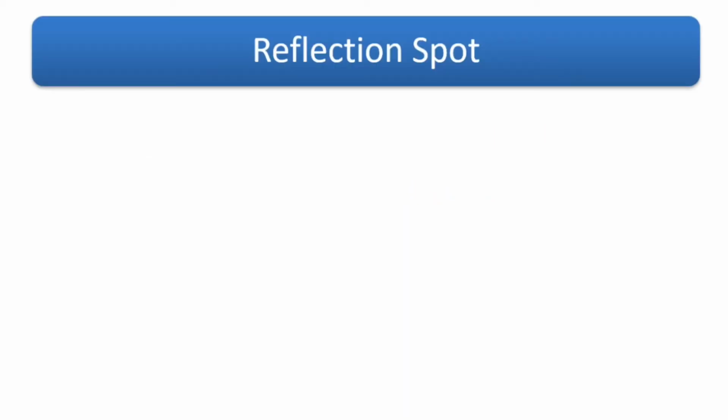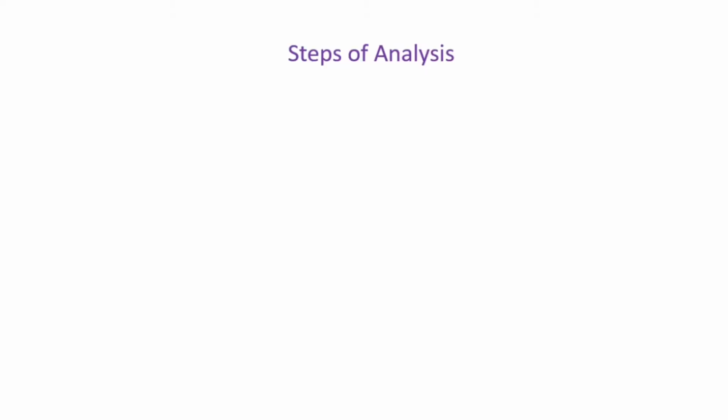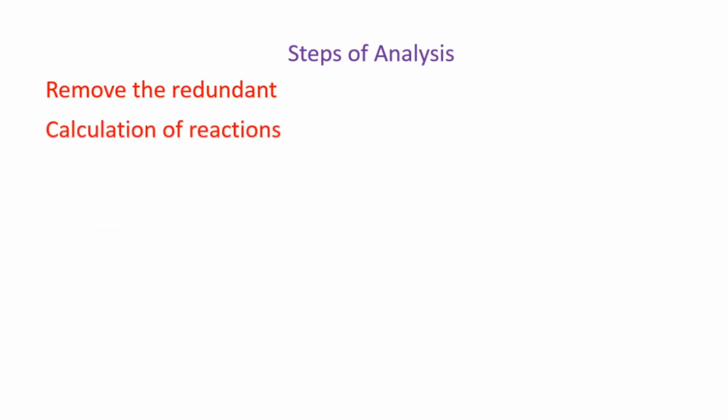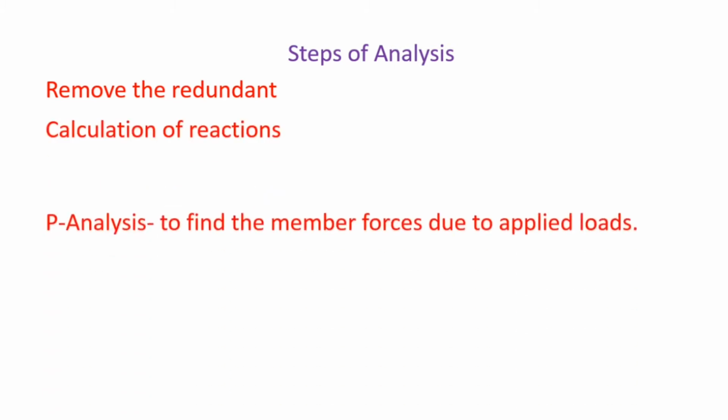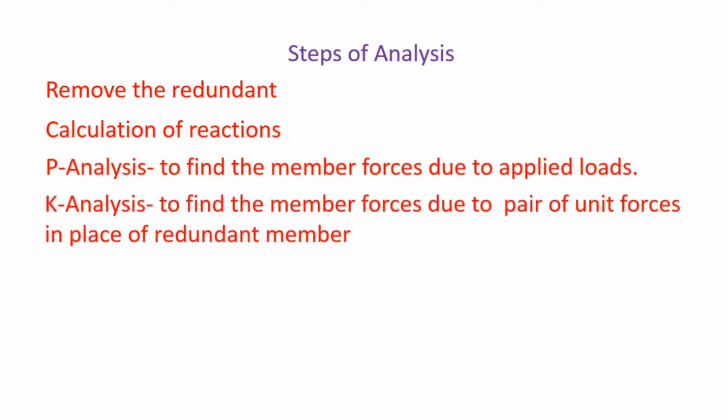Then take a pause, and the question arises in the mind: what are the different steps to analyze the frame? Now the steps of analysis. First is remove the redundant, then calculation of the reactions, then P analysis, then the K analysis, that is to find the member forces due to the pair of unit forces in place of the redundant member.